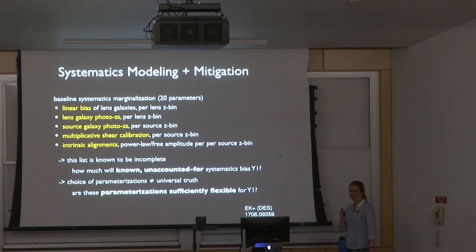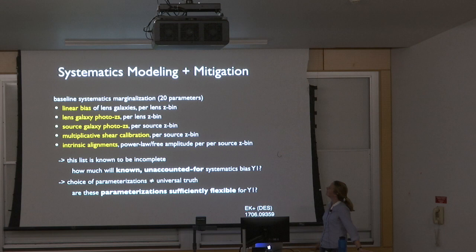But we arrive at parameterizing the relation between matter and light with just linear galaxy bias per redshift bin. We have one simple shift parameter for photometric redshifts per sample and redshift bin. We have these multiplicative shear calibration parameters per bin that allow for uncertainties in the mapping from galaxy shape to weak lensing effect. And we have a parametric model that accounts for the fact that the intrinsic shapes of galaxies are not random, but also influenced by the tidal field, which is the lensing. That's called intrinsic alignment. So that gives us 20 parameters.